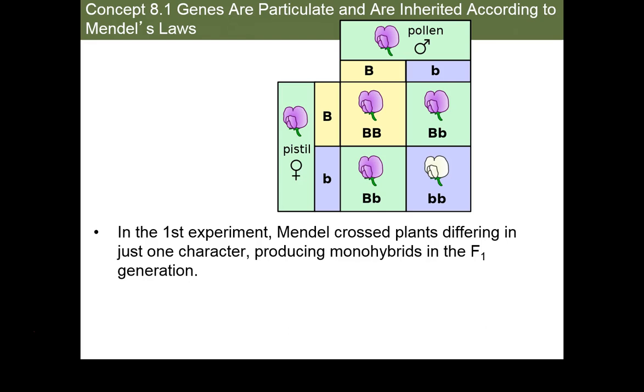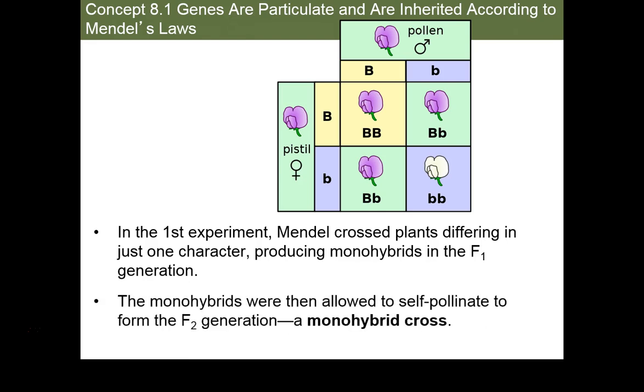In the first experiment, Mendel crossed plants differing in just one character, producing what are called monohybrids in the F1 generation. They are called monohybrid because he was only looking at one character that could differ between offspring. The F1 monohybrids were then allowed to self-pollinate to form the F2 generation, what is called a monohybrid cross.